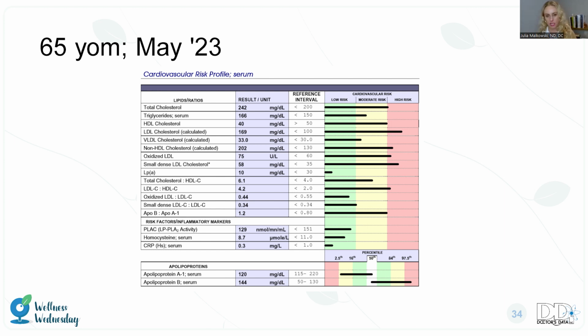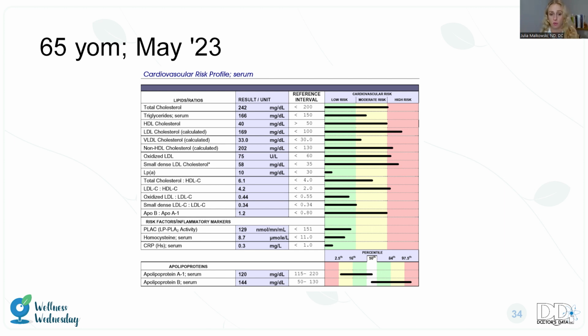And this patient shows that their total cholesterol is too high. We're at 242. Triglycerides are too high. Their HDL is too low. Their LDL is too high. So right off the bat, we can see their cholesterol is too high. Triglycerides, they're not eating healthy. Their HDL is way too low relative to their LDL, and their VLDL is moderate. Non-HDL is too high, so that's everything besides the HDL.